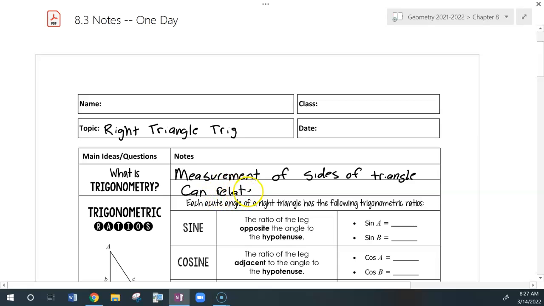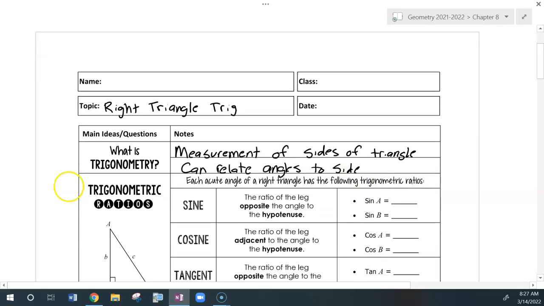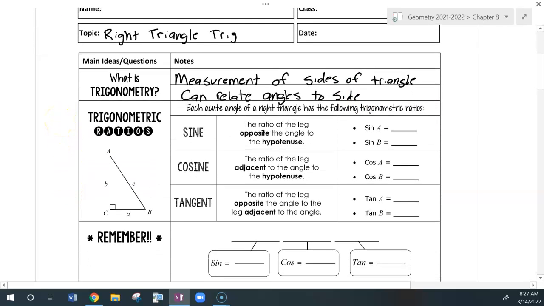Up until now, angles and sides were totally different. But with trig, there's a way, if you know angles, to calculate sides. If you know sides, you can calculate angles. So first up, there are three trigonometric ratios that we're going to learn. There's actually a total of 6, but these are the three big ones.